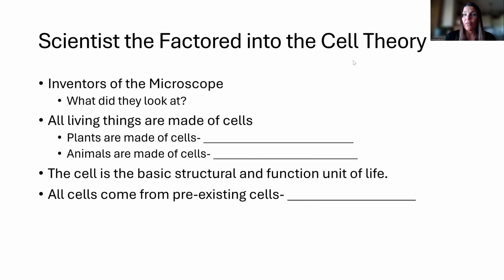The second component of the cell theory is that the cell is the basic structural and functional unit of life. Then the third and final component of the cell theory is that all cells come from pre-existing cells. And again, I want you to know what scientist said that.